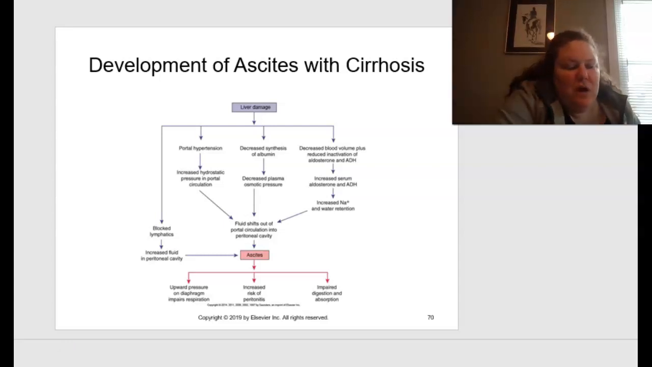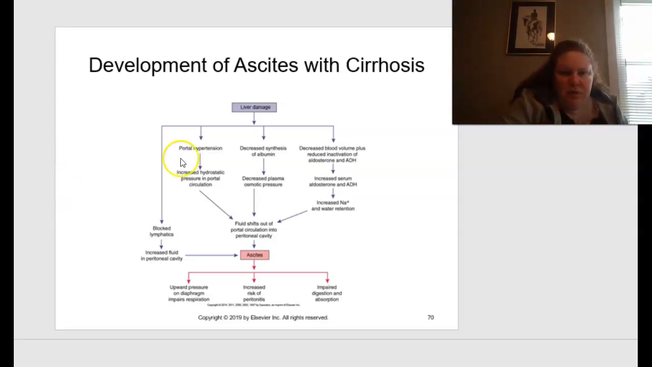Okay, this is on page 466, and this is the development of ascites with cirrhosis. And so, again, you can have the liver damage that's up here in purple, and that can lead to the blocked lymphatics, which leads to increased fluid in the peritoneal cavity, therefore leading to ascites. You can have portal hypertension, and this can lead to increased hydrostatic pressure in the portal circulation, which leads to the fluid shifts out of the portal circulation into the peritoneal cavity, therefore ascites.